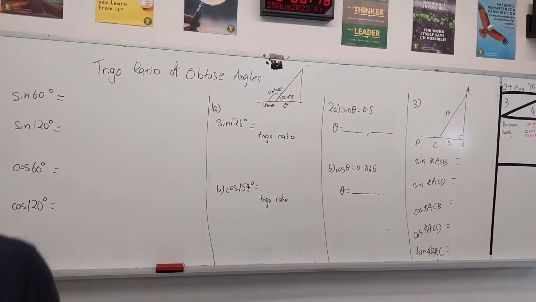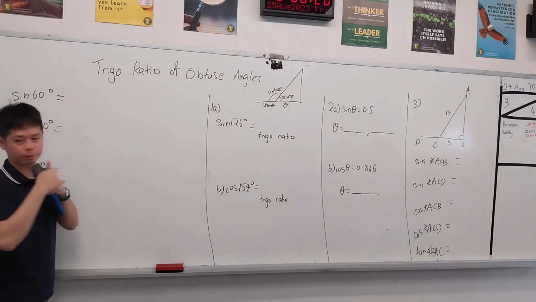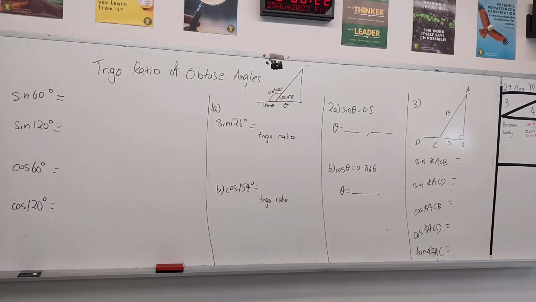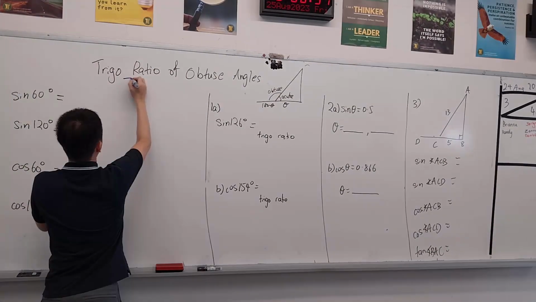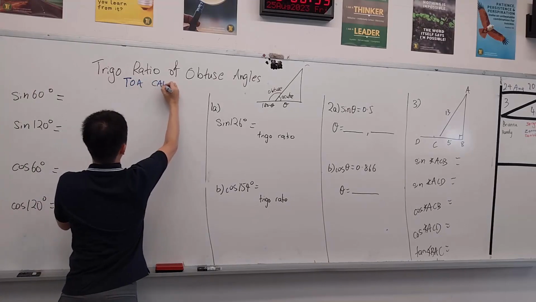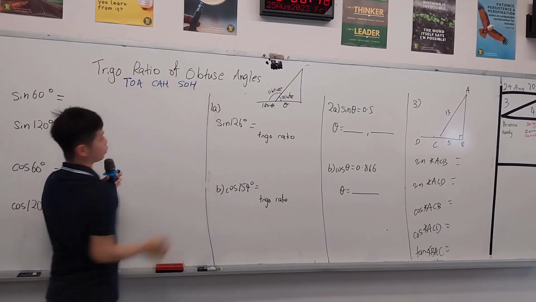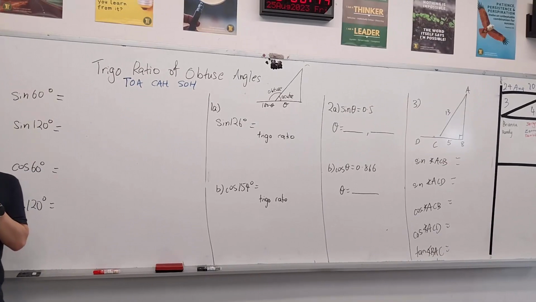Okay, so today we are going to start on the trigo ratio of obtuse angle. What's the meaning of trigo ratio? What do you understand about trigo ratio? Okay, so trigo ratio means sine theta, cosine theta, tangent theta. So these are trigo ratio.